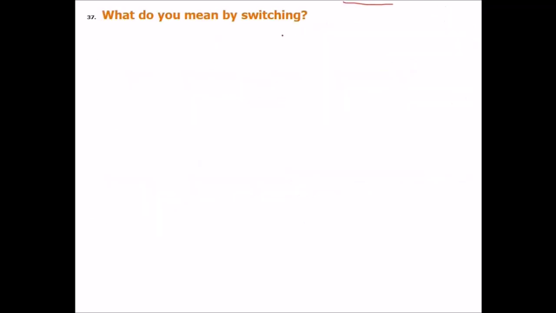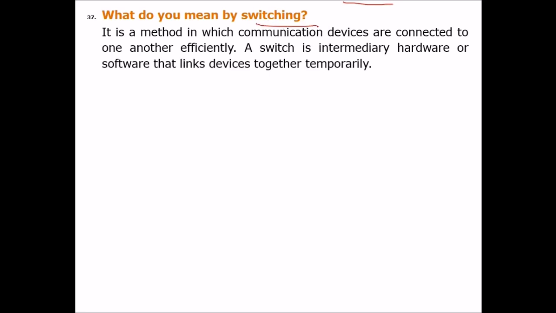What do you mean by switching? Now we have seen what types of switching there are. Now let us see what is switching. This is a method in which communication devices can connect, or are connected, to one another efficiently. One device is connected to another efficiently. A switch is intermediary hardware or software that links devices together temporarily.